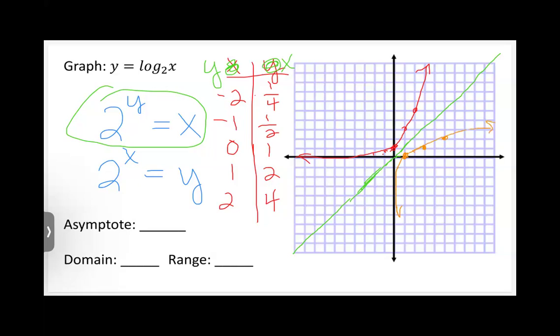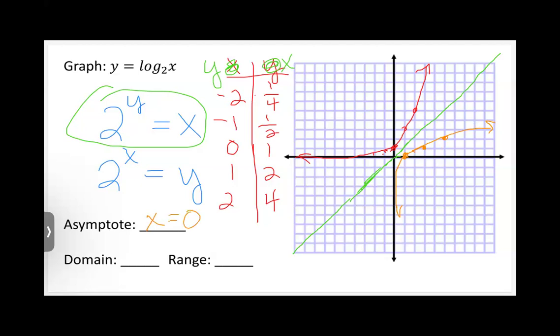The curves don't look so great. But you see how if that were a piece of paper and I folded it along that green line, that y equals x, then the orange graph and the red graph would land on top of each other. Now remember that an asymptote is a line that the graph gets closer and closer to, but never touches. So the asymptote of this one, the line that this gets closer and closer to, is the y-axis. The equation of the y-axis is x equals 0.